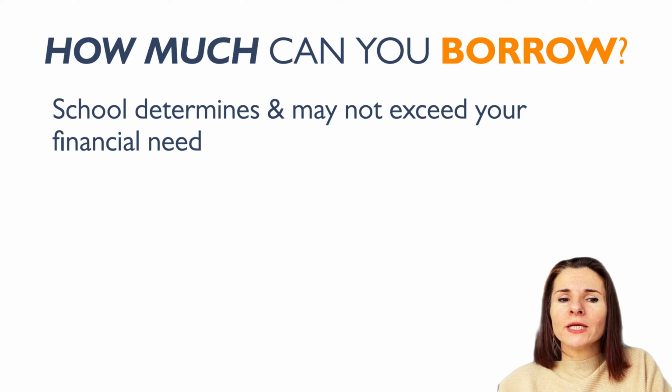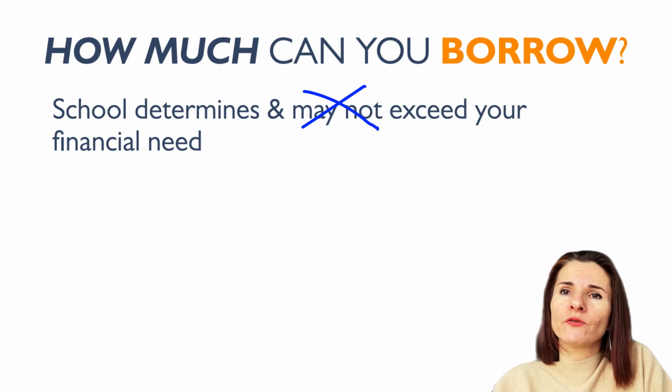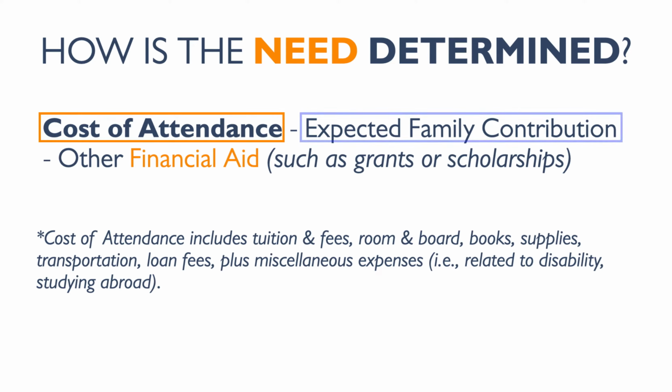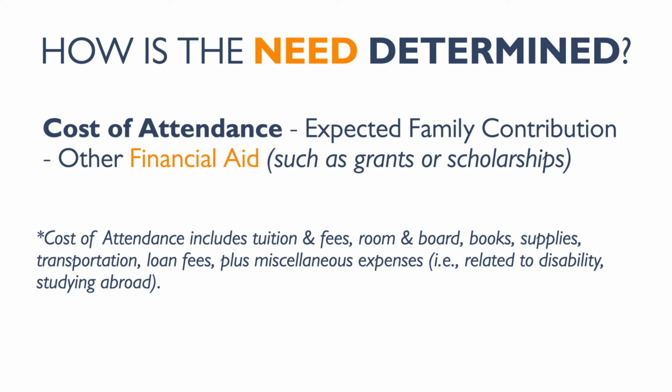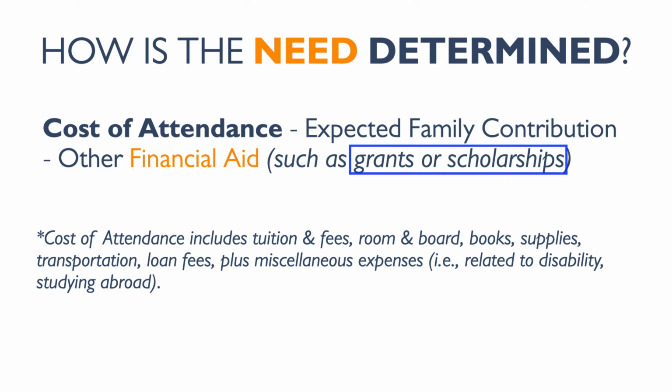How much can you borrow? The amount of money you can borrow is determined by the school and cannot exceed your financial needs. And how is the need determined? The student's financial need is determined by calculating the difference between the cost of attendance, which includes expenses such as tuition, fees, room, board, books, supplies, etc., and the expected family contribution. The expected family contribution is calculated by filling out FAFSA and is based on the student and family financial resources and ability to contribute to their education. Finally, any grants or scholarships that the student receives are subtracted from the cost of attendance as they are covered.